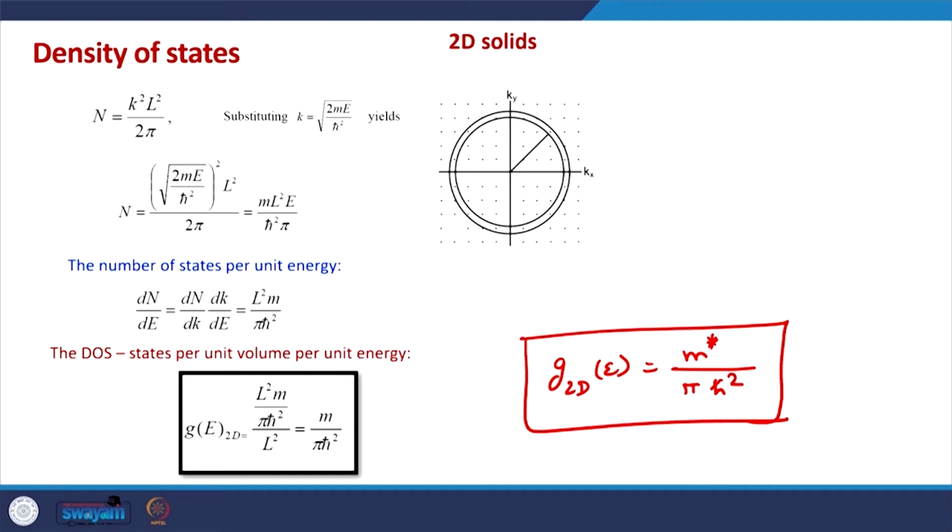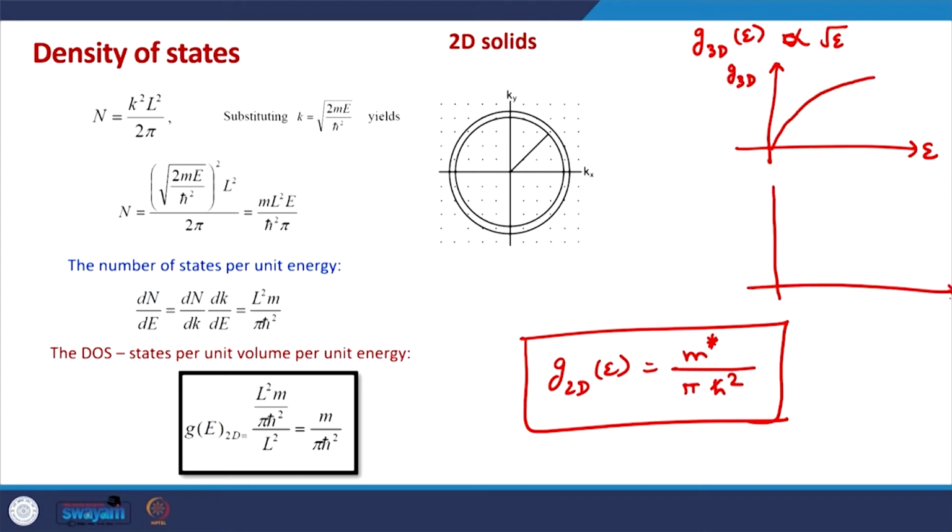And this is an interesting result if we compare this to the 3D case, because in the 3D case we saw that the density of state is directly proportional to the square root of E, and that is why if we plot density of state for a 3D case as a function of energy, it is a function like this. But for a 2D case the density of state is constant, and if we plot G2D versus E, it will essentially be a straight line parallel to the energy axis. So, it will not change with energy.